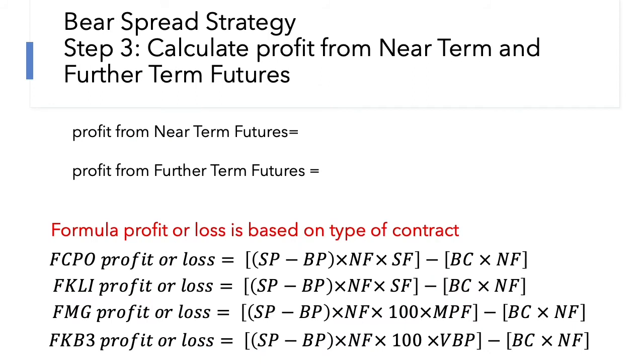Step number three, you need to calculate profit for near-term and further-term futures. So step number three is based on your futures contract. If you use an FCPO futures contract, then you need to use the FCPO formula for profit and loss. So in step number three, you need to change the formula based on the futures contract that you use in your spread strategy. If you use an FMG futures contract, then you need to use the FMG profit or loss formula for the FMG contract.